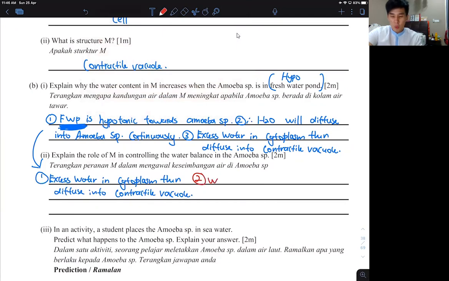Then you have to say it will expand. So it will expand, you must say, until maximum size. So you must say when the contractile vacuole, which is M, expands to maximum size, it will contract, because contractile, so it will contract and squeeze the water out. So it will contract and expel water to the surroundings.